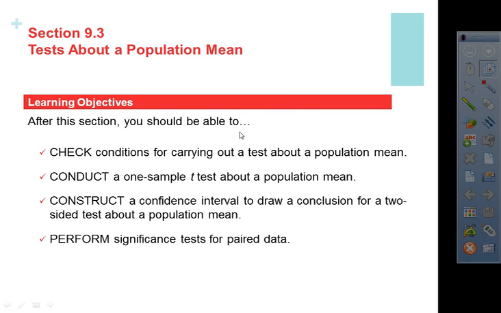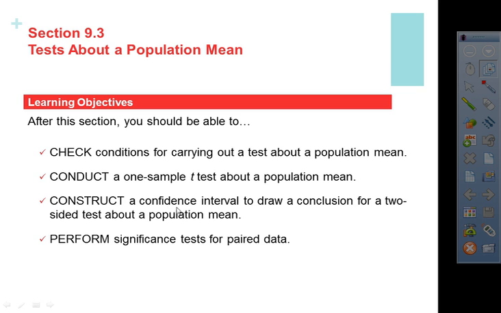All right, so this is 9.3. We're going to be talking about doing statistical significance testing about a population mean. Remember, we're going to check our conditions for a mean. They'll be the same as the conditions for means and confidence intervals. We're going to conduct a one-sample t-test about a population mean.